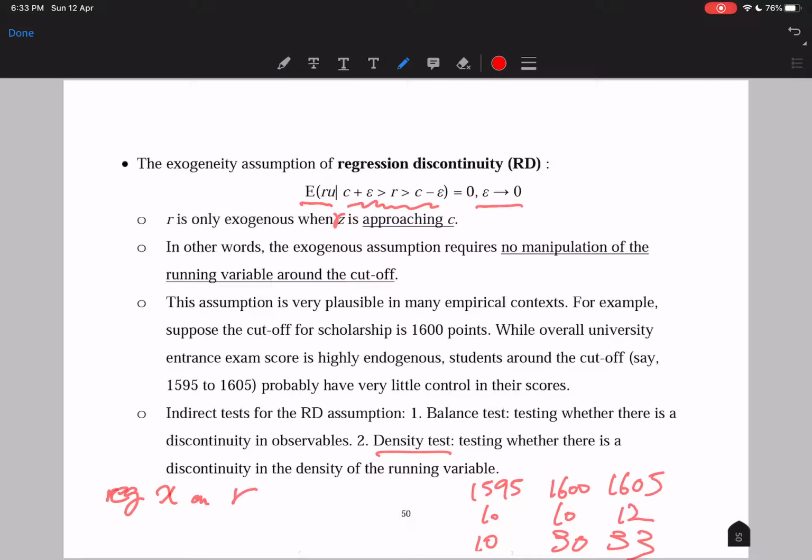Let's say the SAT score is the running variable. We don't want to see a jump in the density around the cutoff. That means maybe a lot of people are able to manipulate their score to just make it to the cutoff. That's an indication of manipulation of the running variable. So we don't want to see that. We hope that's not the case.